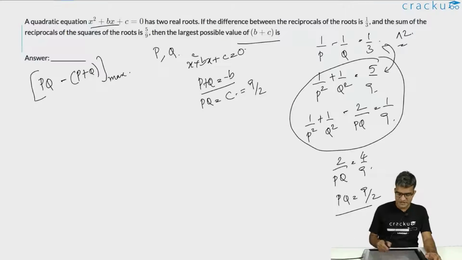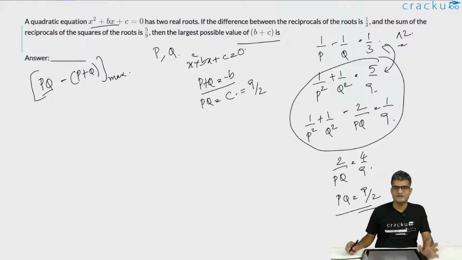Because p plus q is equal to minus b. So b plus c is minus of the sum of the roots plus the product of the roots, that is pq minus (p plus q). We know p plus q, that is 9 by 2. So if we can get a bound on the value of p plus q, the question can be answered.